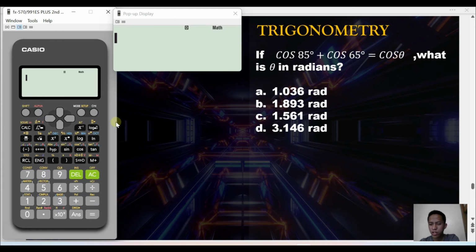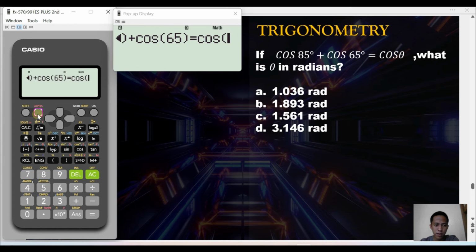So, we have here guys our next problem. If cosine 85 plus cosine 65 is equal to cosine theta, what is theta in radians? Okay, so input natin guys yung equation, then mag-shift solve tayo. Or pwede ka naman guys na mag-manual na lang to arc cosine or inverse cosine. So, hanapin natin yung theta, then yung theta i-convert natin to radians. Okay, so cosine 85, plus cosine 65.